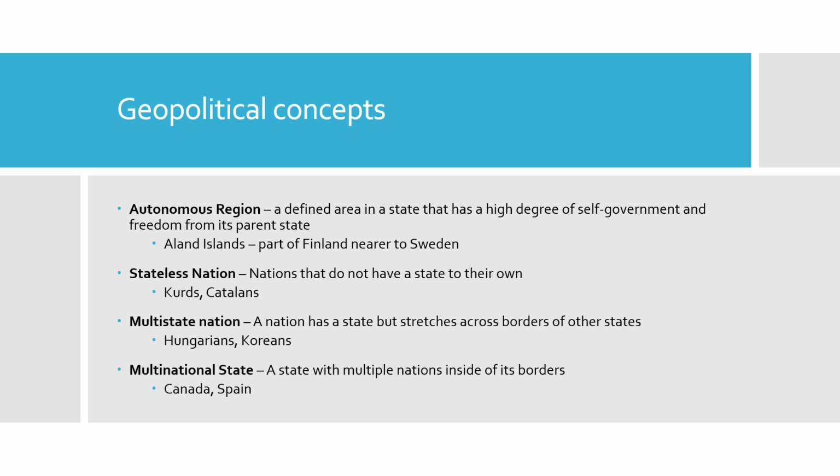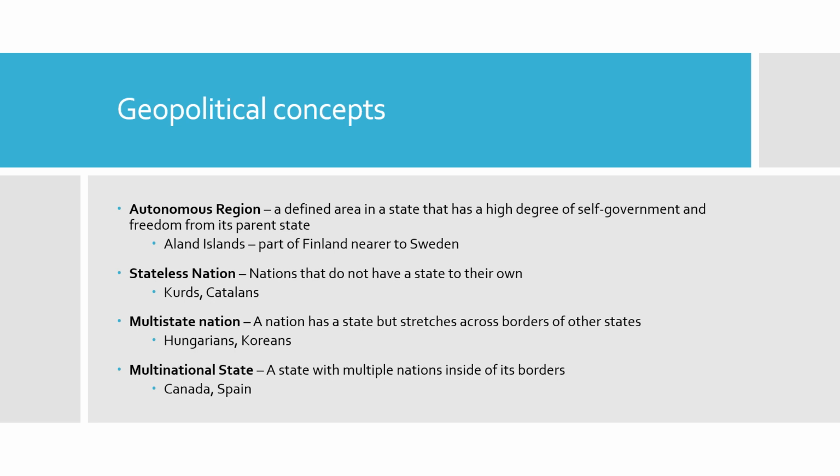The next example here of a concept in geopolitics is a stateless nation. And this is a nation that, unlike Japan and Iceland that have their own country, doesn't. The Kurds are the best example of this. Kurdistan is a country that, if nations all had states, would be part of Turkey and Syria and Iraq. But the Kurds do not have that space, so they are known as a stateless nation.